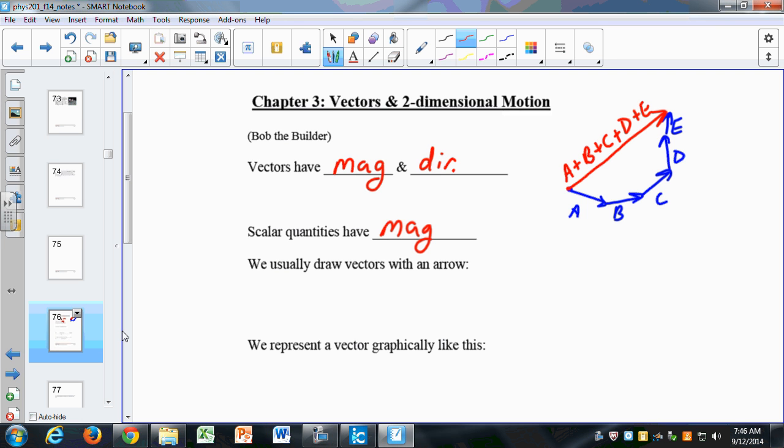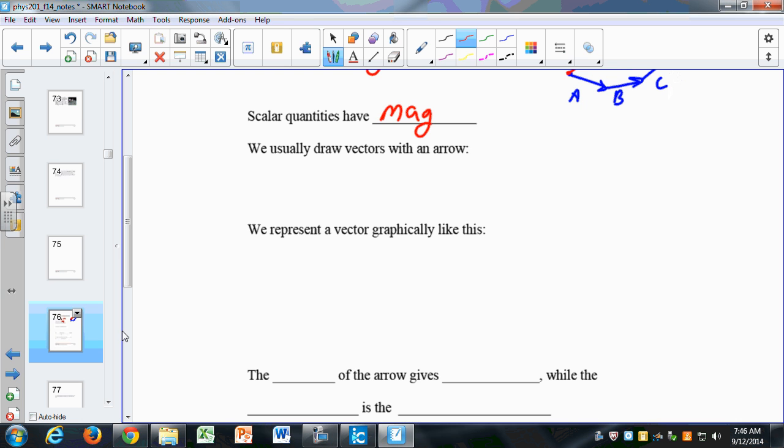We usually draw vectors with an arrow. So when I write a variable that's a vector, say velocity, I should write it with an arrow over the top. I don't always do this. Often when we're working in kinematics problems, we don't, because we're just talking about the magnitude of that vector. But we should draw them with an arrow over the top. F, for example, A, for example.